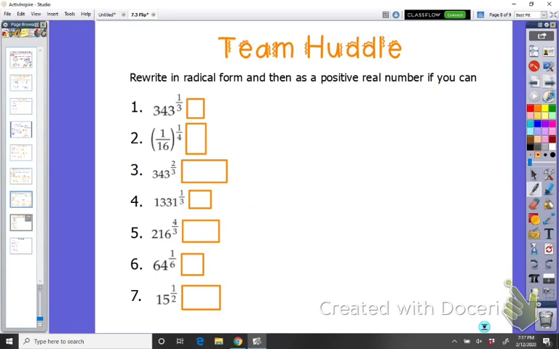All right, here is another huddle. So try these on your own first, please. Hit pause and then come back and check the answers.